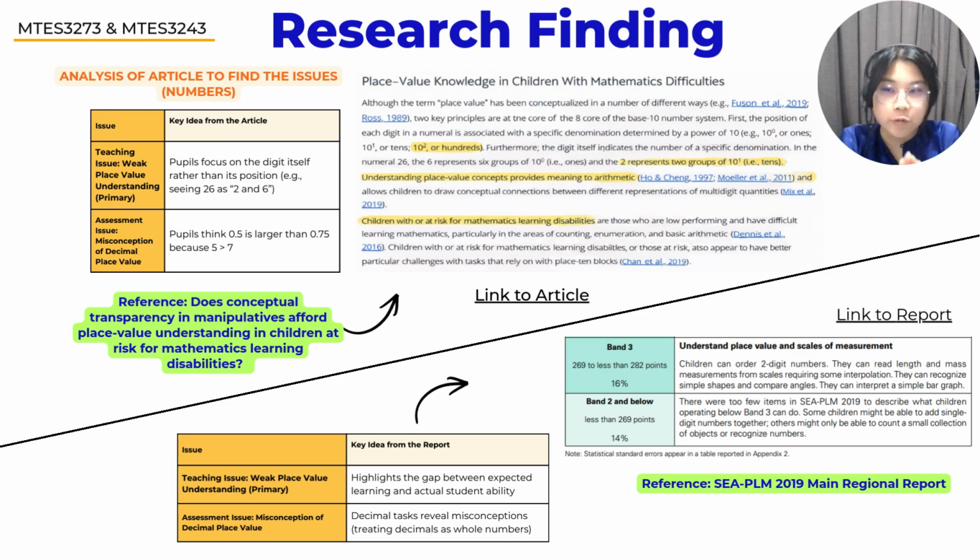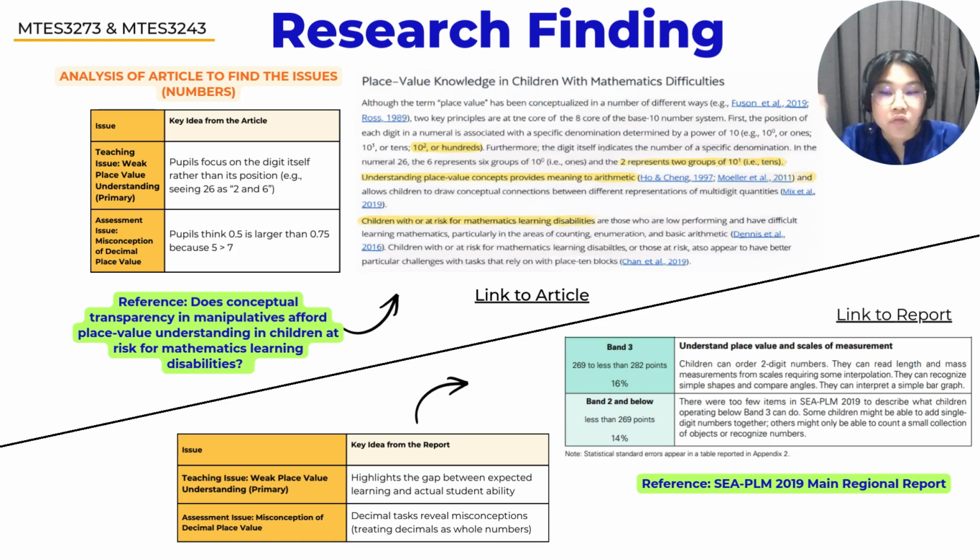According to our first research article, place value knowledge is built on two core principles: the position of a digit and its associated power of 10. The issue we found is that many pupils focus on the digit itself rather than its position. For example, a student might see the number 26 and perceive it simply as a 2 and a 6, rather than understanding that the 2 represents 2 groups of 10, like 2 times 10 to the power of 1.